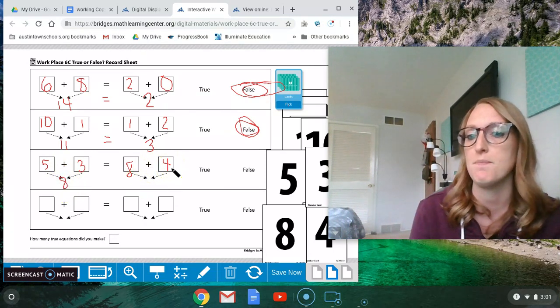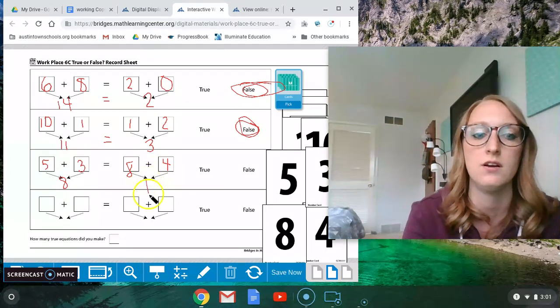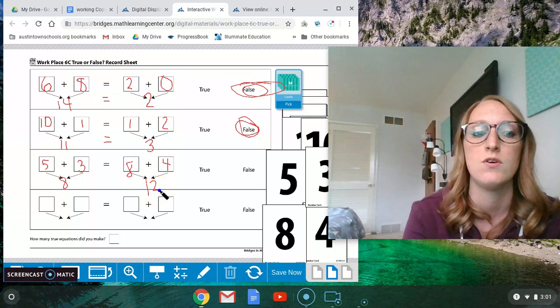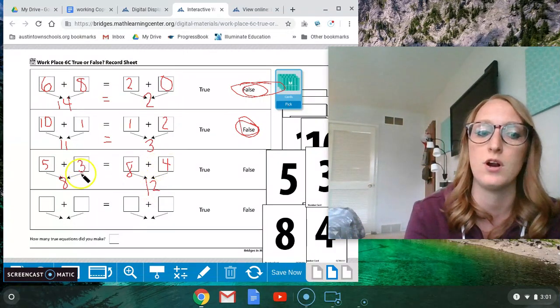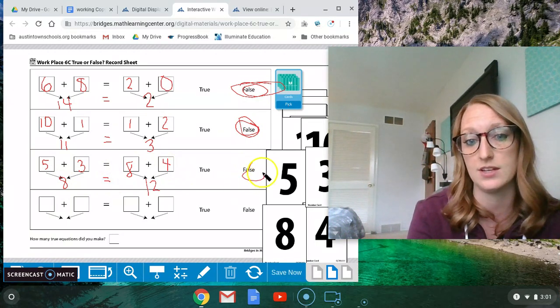What would that be? Let's count on 8, 9, 10, 11, 12. I've got 12 over here. So now 5 plus 3 equals 8 plus 4. Well, 8 equals 12. Is that true or false? That is false. Again, we have yet to get a true one.